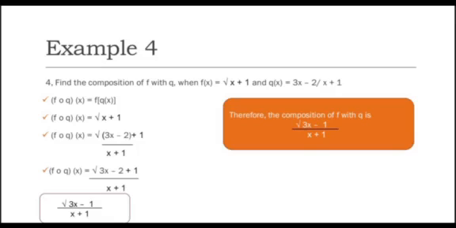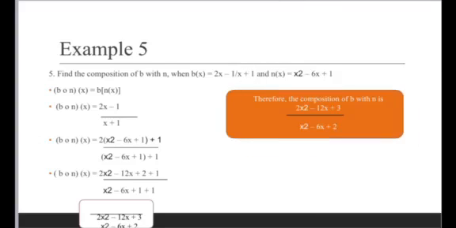Write the equation for this example. So, let us now use the f function in the equation, which is square root of x plus 1. Substitute the x with the q function. Remove the parentheses and subtract the like terms. Since negative 2 plus 1 is equals to negative 1, our answer is now square root of 3x minus 1 over x plus 1. Therefore, the composition of f with q is square root of 3x minus 1 over x plus 1.